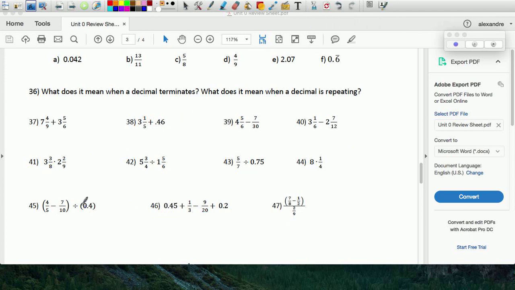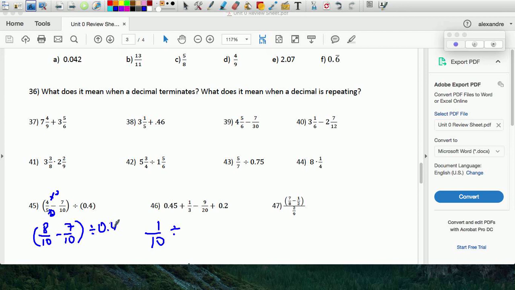45. Okay, 45 I have to subtract first and then divide. So let's ignore the 0.4 for a while. So let's divide and subtract inside. Different denominators. So I'm going to change everything to something over 10, because that's the common multiple between 5 and 10. 7 over 10 already has a 10, so no changes here. But the 5 did change to 10, times 2. Multiply the 4 times 2, and I get 8. 8 minus 7 is 1, so I get 1 over 10 divided by 0.4.